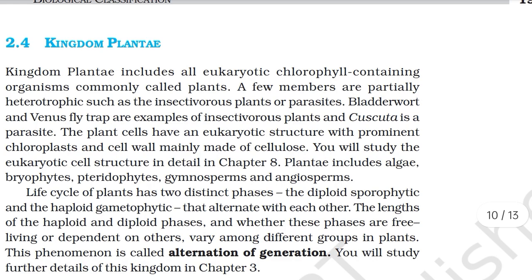Kingdom Plantae. Kingdom Plantae includes all eukaryotic chlorophyll-containing organisms commonly called plants. A few members are partially heterotrophic, such as the insectivorous plants or parasites. Bladderwort and Venus flytrap are examples of insectivorous plants, and Cuscuta is a parasite. The plant cells have a eukaryotic structure with prominent chloroplasts and cell wall, mainly made of cellulose. You will study the eukaryotic cell structure in detail in Chapter 8. Plantae includes algae, bryophytes, pteridophytes, gymnosperms, and angiosperms.